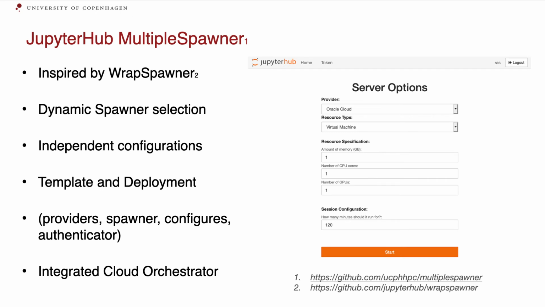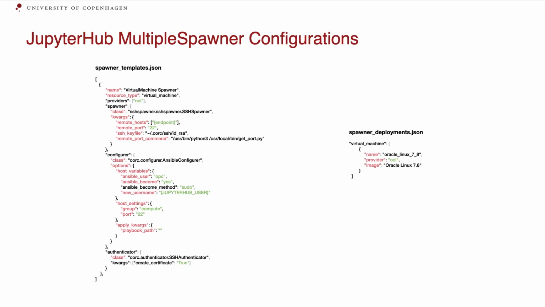So this enables us to, in the future, dynamically add different providers without having to affect the availability of the service while it's running. And through JupyterHub MultipleSpawner, here we have an example of the configuration. We're able to define which spawner we want to use, how the resource spawned from that spawner is configured, and how we authenticate against that resource. And in addition, we also are able to select which sort of resource type should be scheduled. So over here on the right, we can see that we're scheduling a virtual machine that is based on the Oracle image called Oracle Linux 7.8.